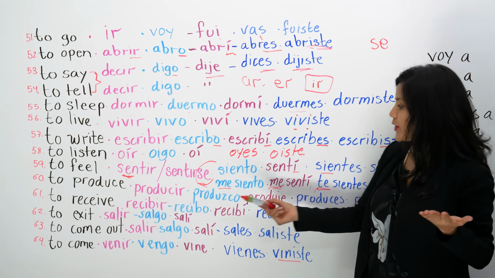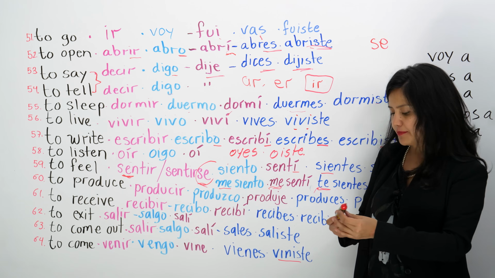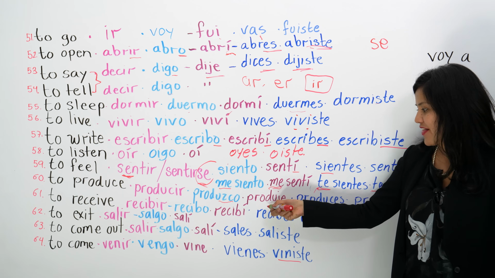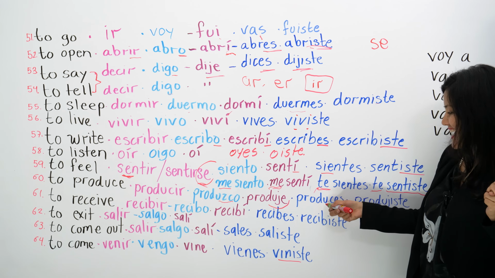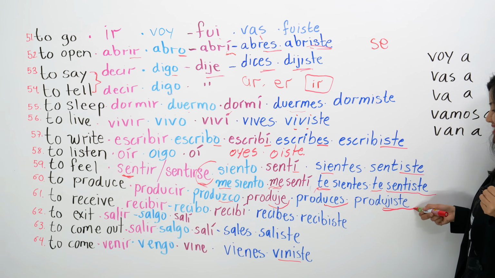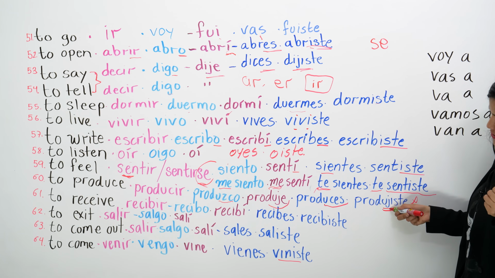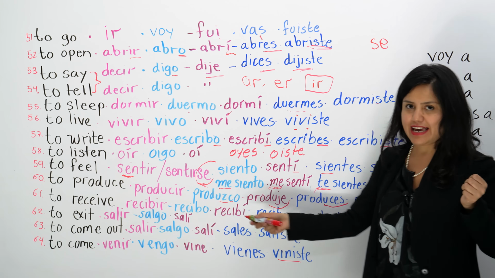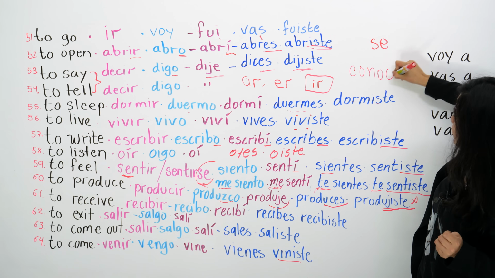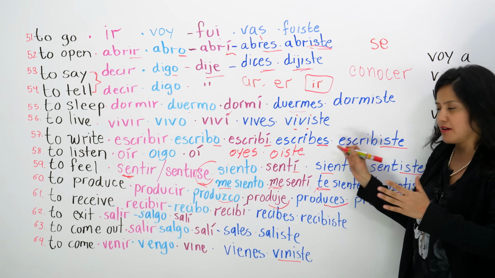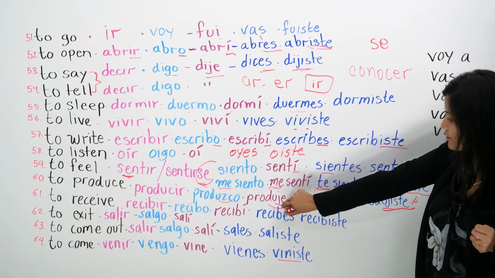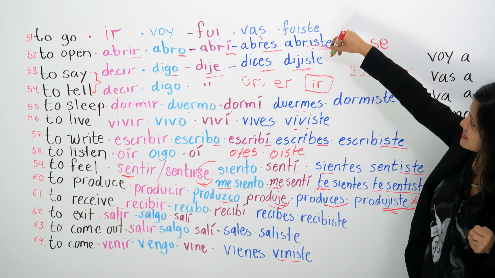To produce, producir. Yo produzco. Yo produje en el pasado. Tú produces. You produced? No, you produce, present. And you produced, produjiste. Strange, huh? The J and the J and the CK. Like conozco, remember we say conocer, the verbs end with conocer. It's a similar verb, right? Conozco is going to take these two. But then here, in the past, for both I and you, it's going to be similar to this one.